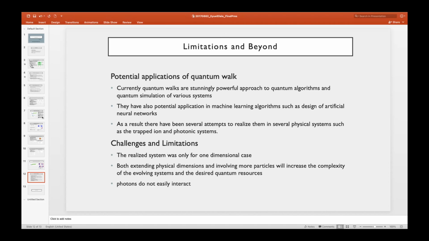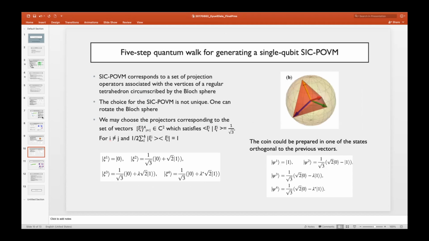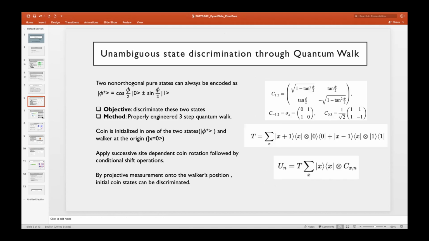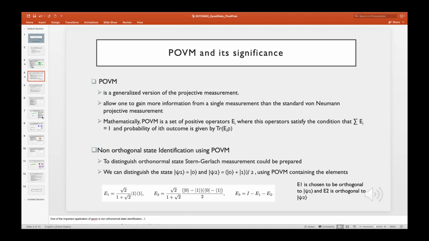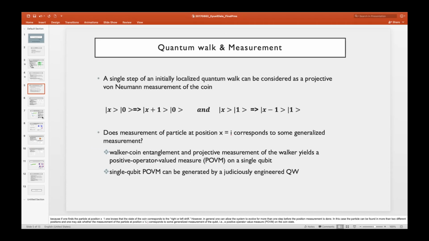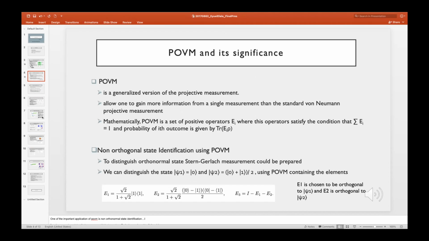Thank you for the presentation. Can you go back to the slide that shows the POVM element? This? Yes. It's kind of elementary, but can you explain how to get the coefficients?